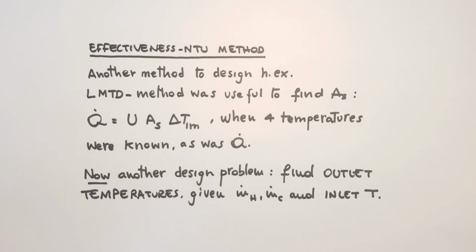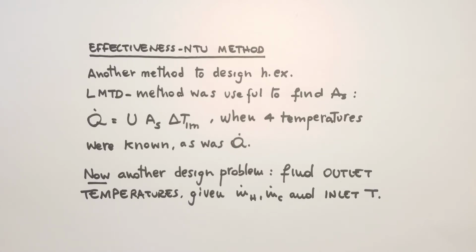In the previous lesson we presented the LMTD method, the log mean temperature difference method. It was useful to find the surface area of a heat exchanger. Therefore, we could find the size of heat exchangers if we knew the four temperatures that characterize the heat exchangers, that is, the two inlet temperatures and the two outlet temperatures. And also, if we knew the heat transfer that we had to exchange between the two fluids.